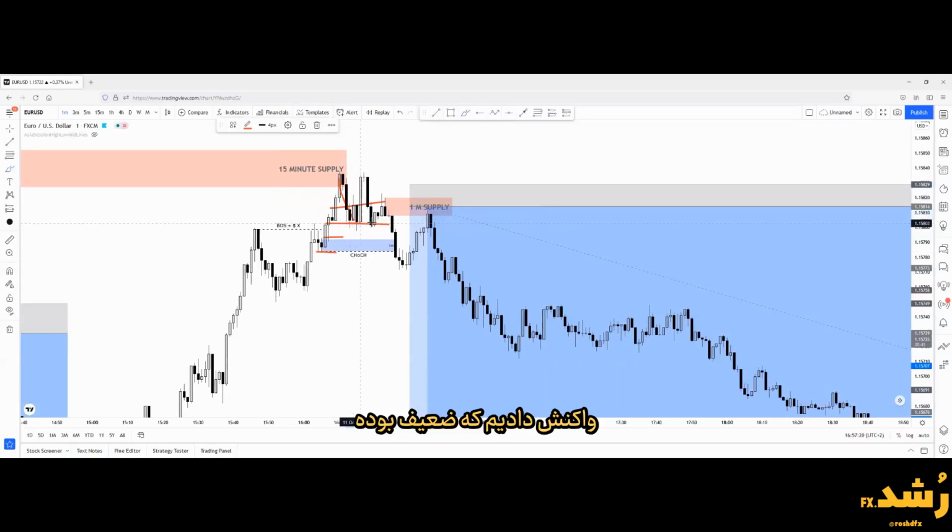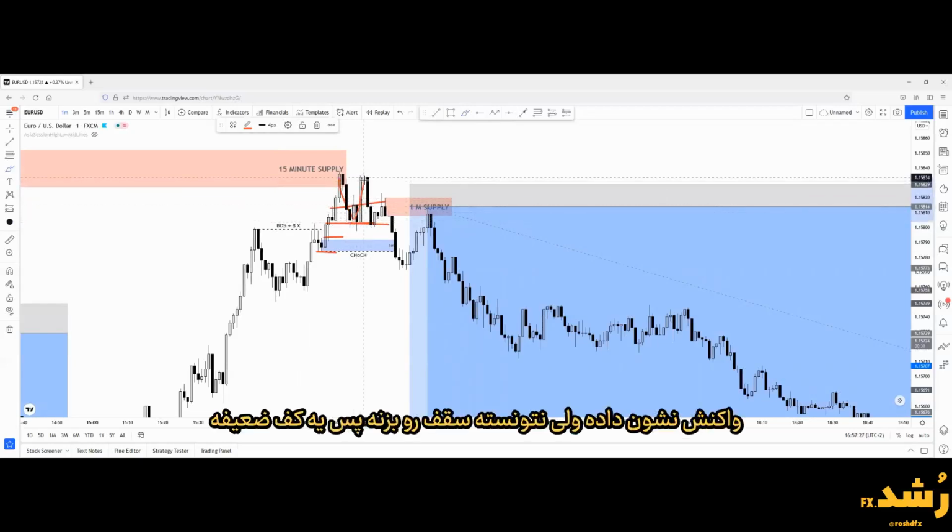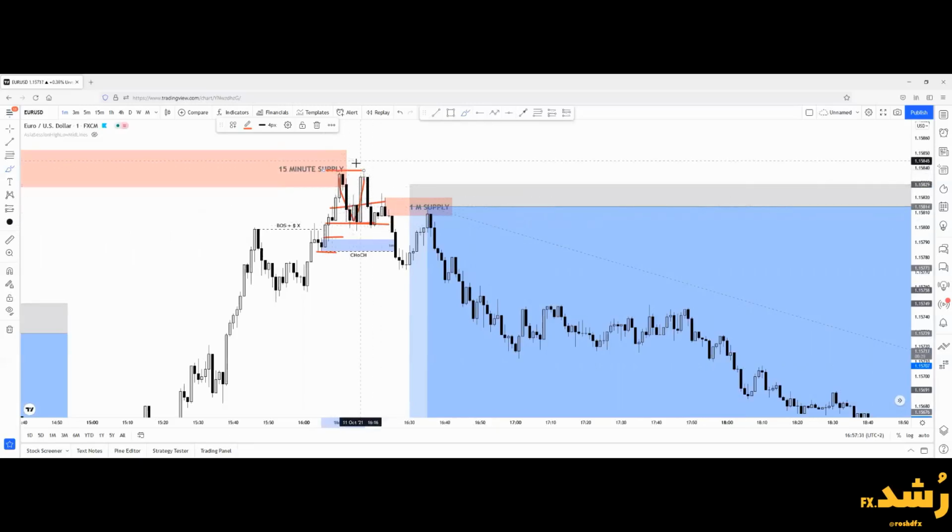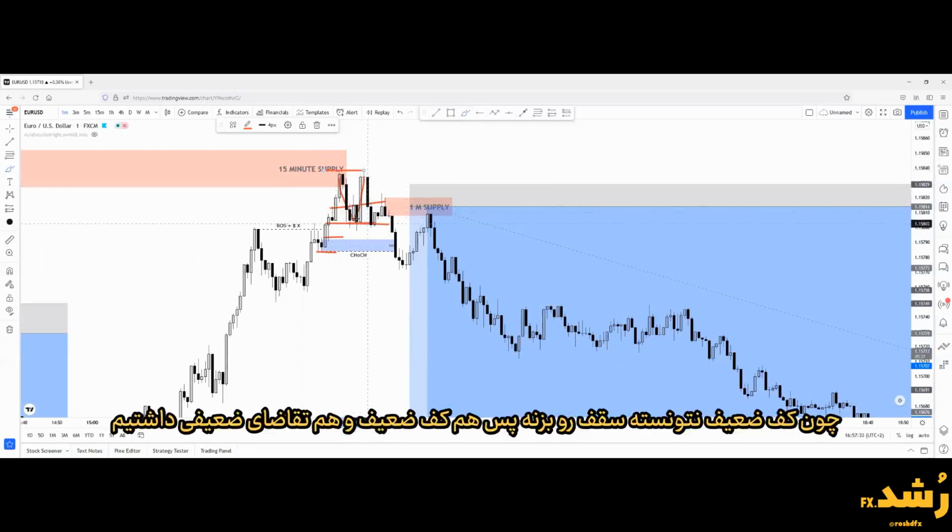We rejected and wick through. I talked about the wick throughs in the PDF, the updated PDF, right? So it wick through, rejected, couldn't break the high. So it confirms that it's a weak low. Because a weak low can't take out the high, right? It's a weak demand and a weak low.